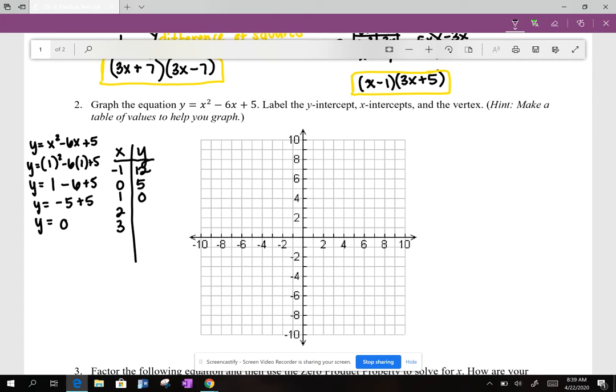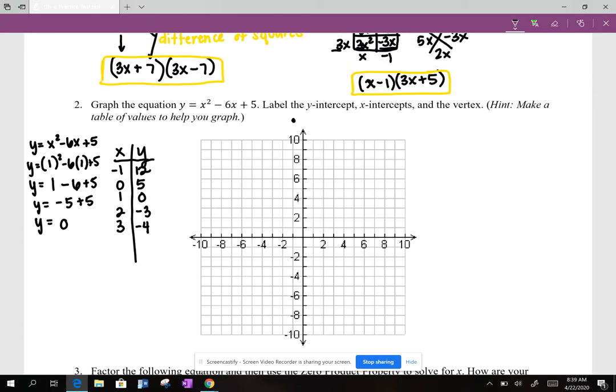Okay, if you keep doing this, keep plugging in these values, when you plug in 2, you should get -3. When you plug in 3, you should get -4. But if you plot these points as they are, the -1, 12, the 0, 5, the 1, 0, the 2, -3, and then the 3, -4, you might not see a parabola yet. What that tells you is that you may need to extend your table or check your work.